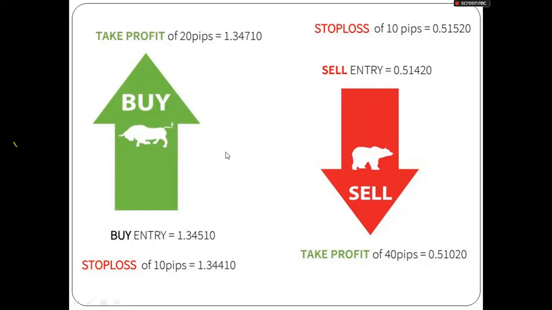Okay, so that is the explanation. So take note. If you buy an asset, your stop loss will be low. Your take profit will be above. If you sell an asset, your stop loss order will be above and your take profit order will be what? Below. That's how it works. Let's go to the next one.